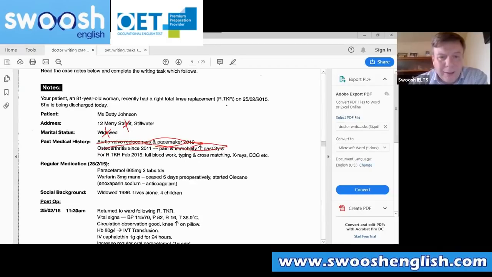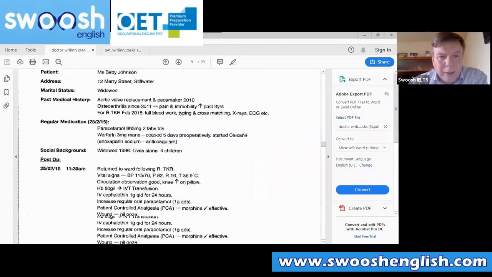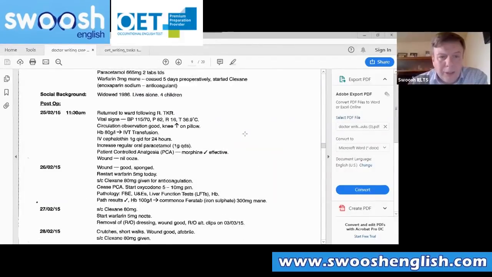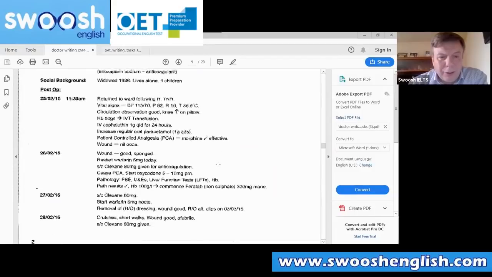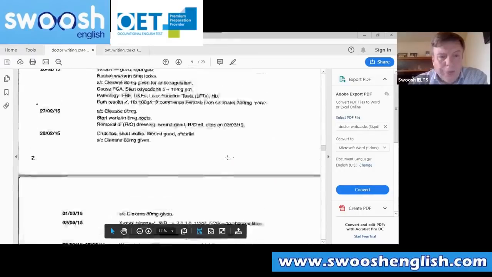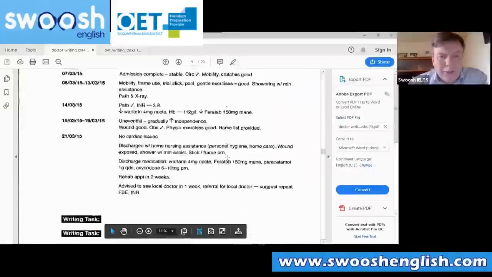So the purpose of the letter is to update the doctor, her local GP, on what has happened and also her progress. So you have to be careful when you go through the case notes. There would have been some changes in medication. The transfusion might be important because later on you'll see she's taking iron sulfate. Okay, so you'd have to summarize these case notes for the doctor.